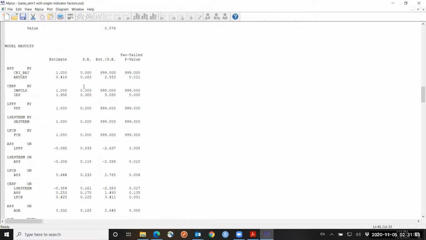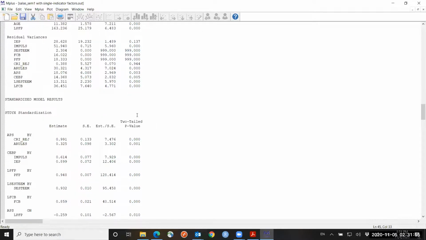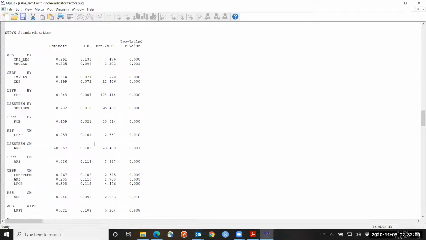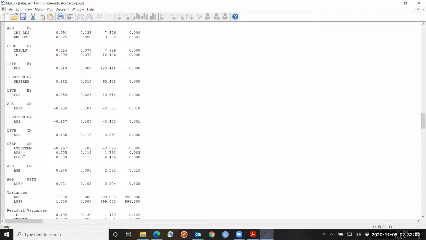Going to the standardized results here, now the effect of latent FCB on CBP is 0.508. So notice that it increased because I removed some of the unreliable part of FCB, right? So that's the benefit of this adjustment. It's to get more accurate direct effects. Okay, well, that's it.